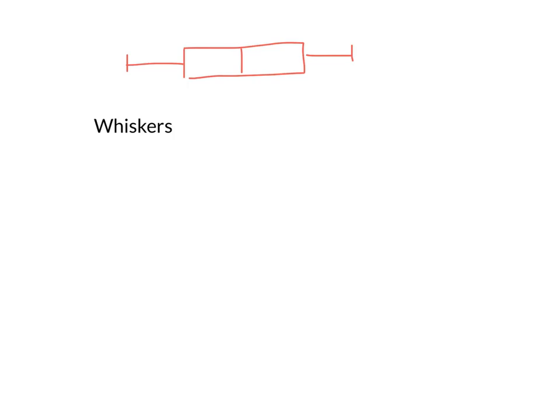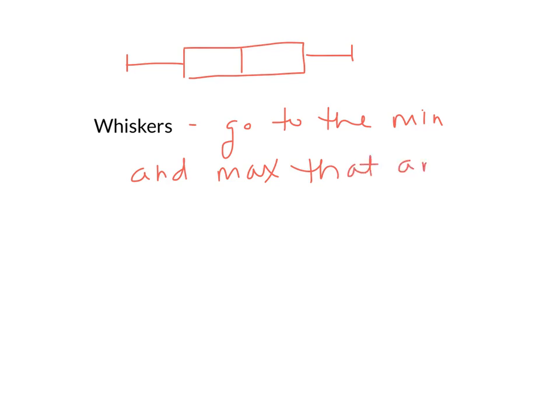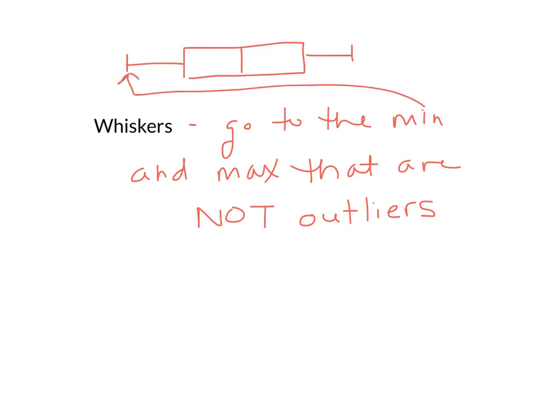And finally, the last bit to the box and whisker plot is drawing the whiskers. The whiskers go to the min and max that are not outliers. So we have the min stops there, the max stops there, and then if we had some outliers, they would be stars or dots or circles out here.